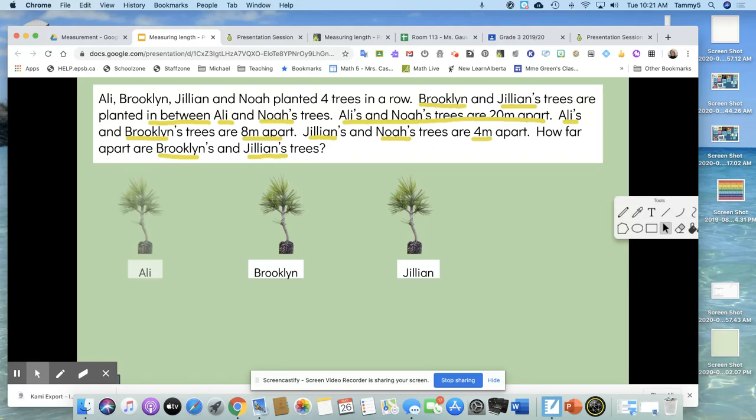Okay, so Allie's is going to be over here. Noah's is going to be over here, because the 4 trees are planted in a row. Okay, so that takes care of the first 2 sentences. Now it says Allie's and Noah's trees are 20 meters apart. So we need to draw this on our picture. Okay, so we have 20 meters between Allie and Noah's trees.